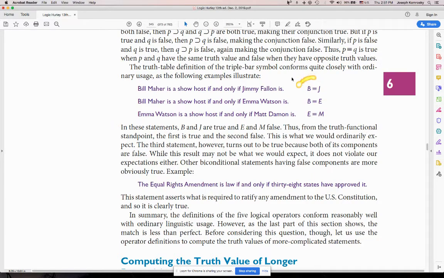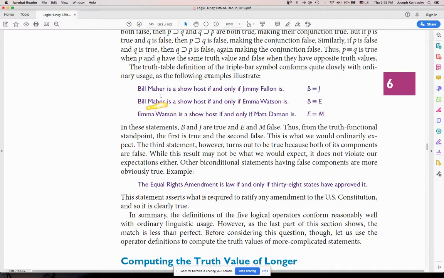But now let's say you have a symbolic representation of reality. This is the statement that talks about reality. You know, is the whole thing true? I don't know. Let's look. Bill Maher, he's a show host. Is he? I think so. And then is Jimmy Fallon a show host? Yep. So both of these are true. So the whole thing's true.